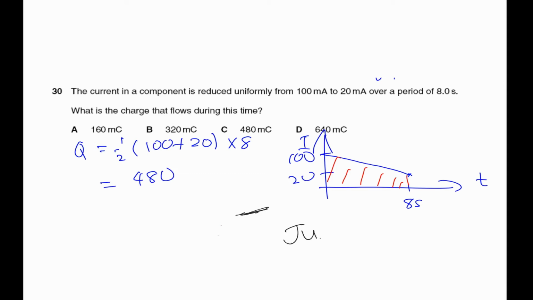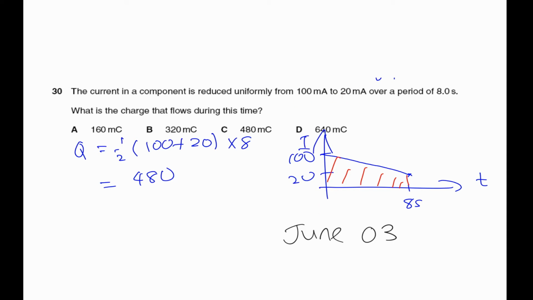They gave you the current, which is uniformly reduced from 100 to 20 milliampere in 8 seconds. So what is the charge that flows? To find the charge that flows, remember, originally the formula is Q equals IT, but that's only for constant current. Your current is not constant, so let's draw it out.